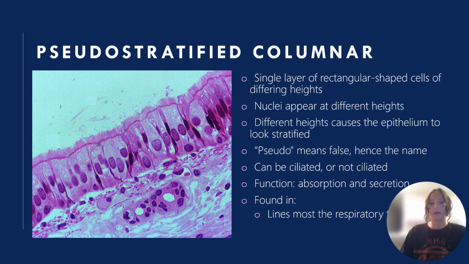Another type of columnar epithelium tissue is pseudostratified epithelium. This is a single layer of rectangular shaped cells of differing heights. The nuclei appear to be at different heights. The different heights can cause the epithelium to look stratified. Pseudo means false, hence the name. These can be ciliated or non-ciliated. The function of this type of epithelium is absorption and secretion. It's mostly found in the respiratory system.